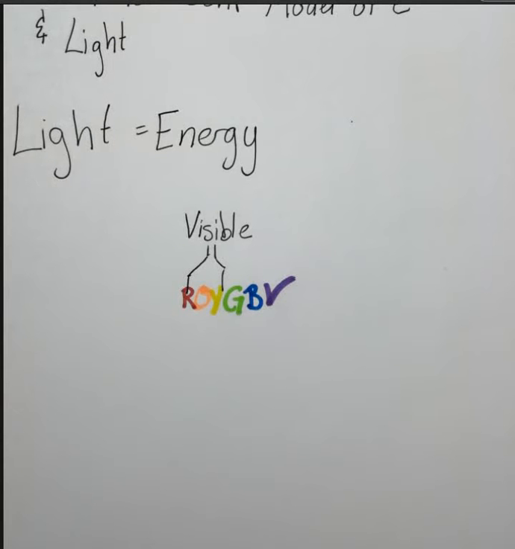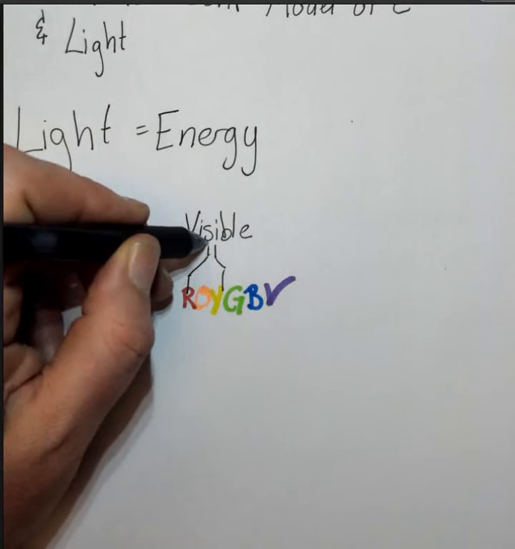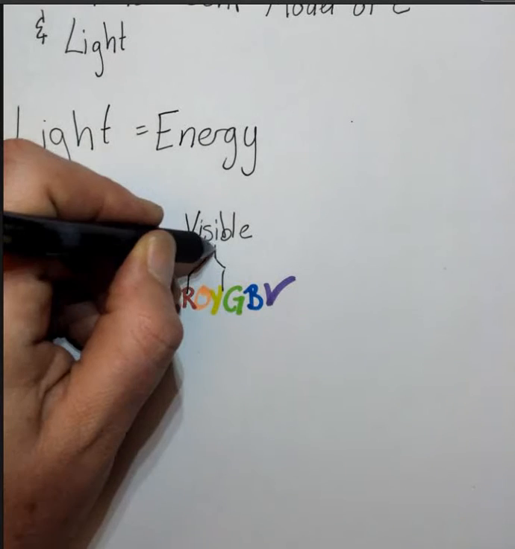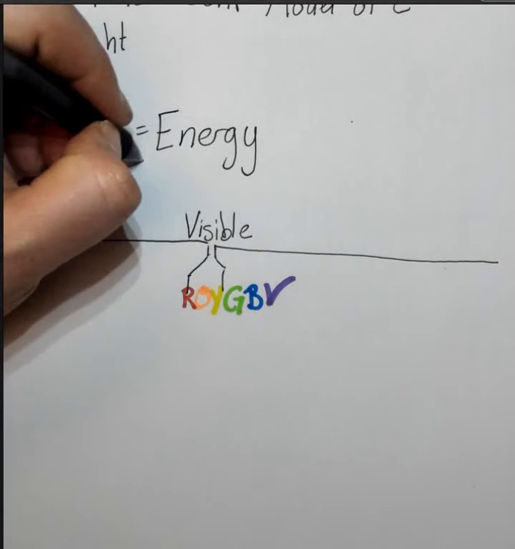The only thing that makes this light special is the fact that our eyes can detect it and differentiate it. But it's actually just one type of light, the visible light, on the entire spectrum of light that exists. And that spectrum of light is called the electromagnetic spectrum.